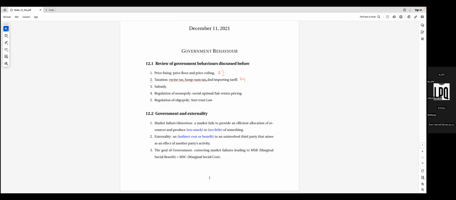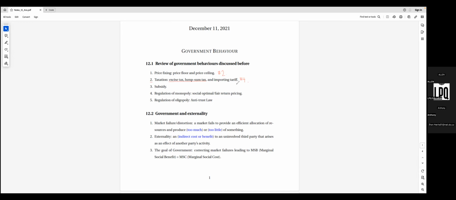You just charge them $4 per unit as a so-called excess tax. But a lump sum tax is where you just charge a tax once with a fixed amount. After they pay this one-time fixed amount of tax, they can produce any units, any amount. So this one-time lump sum tax has no relationship with how many units they produce after they pay the tax to the government.